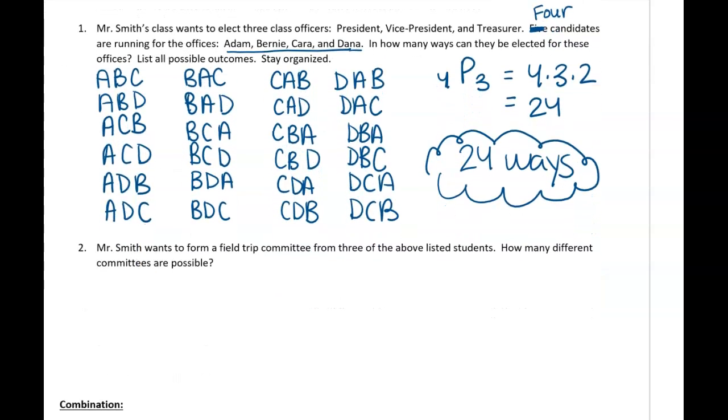Mr. Smith wants to form a field trip committee from 3 of the above listed students. How many different committees are possible? For this one, order doesn't matter. So it doesn't matter if you get chosen first for the committee or last, you're still on the committee. Whereas for number 1, it was officers. So if you get president, that's different than being vice president or treasurer. So here, it's the same students and we're choosing 3 of them, but the order doesn't matter.